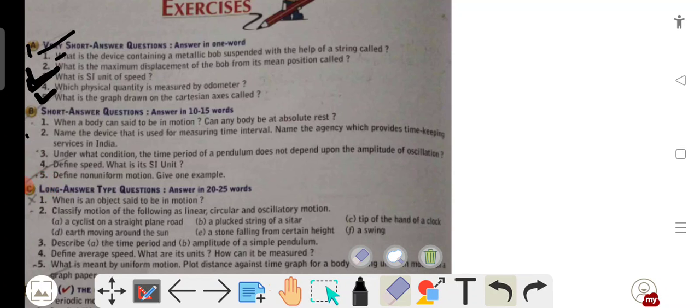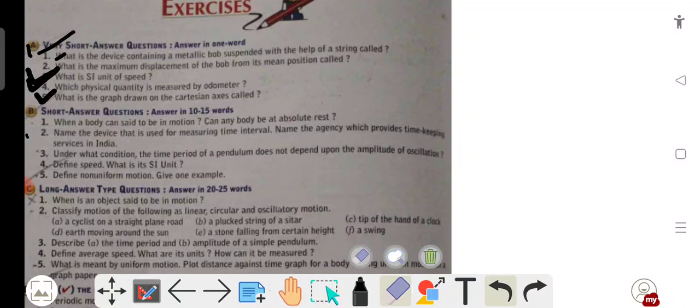Now there are various types of motion: translatory motion, linear motion, rotatory motion, curvilinear motion, periodic motion, oscillatory motion. These are various types of motions. So you have to read and write these types of motions and what is motion.